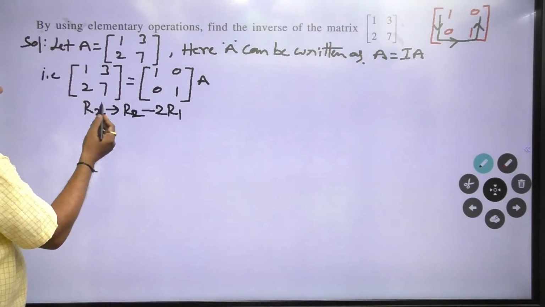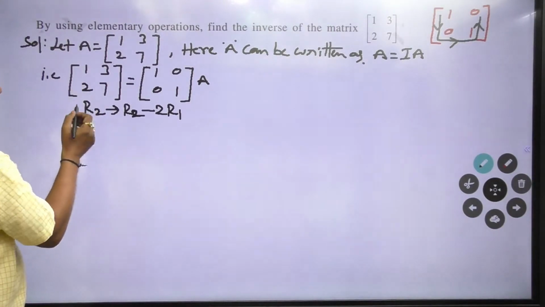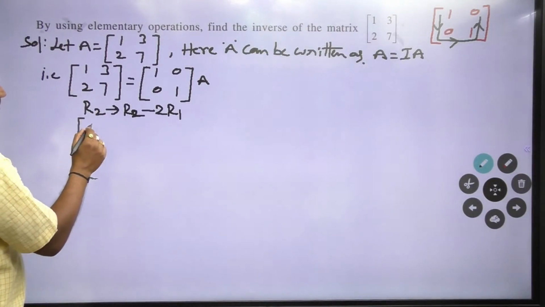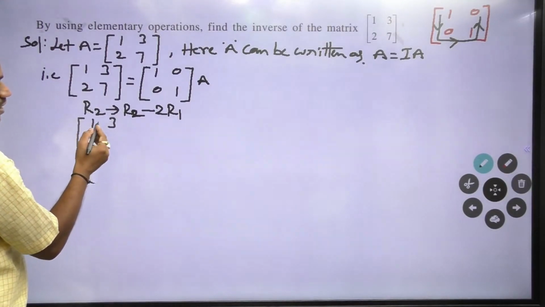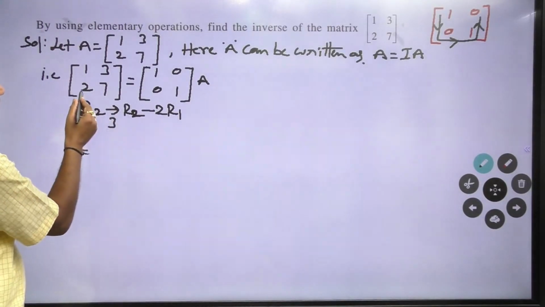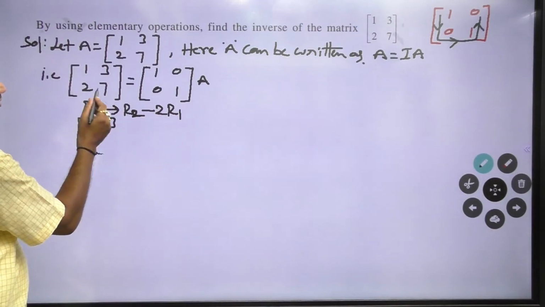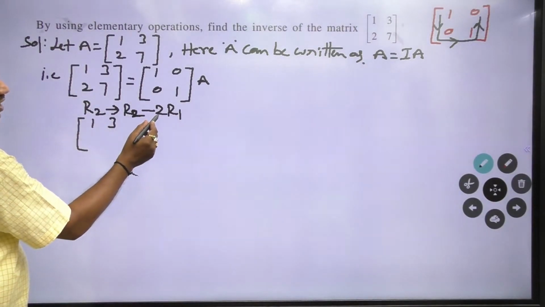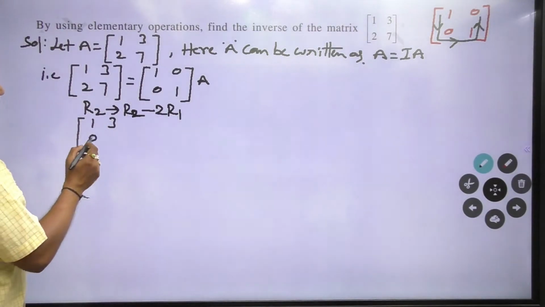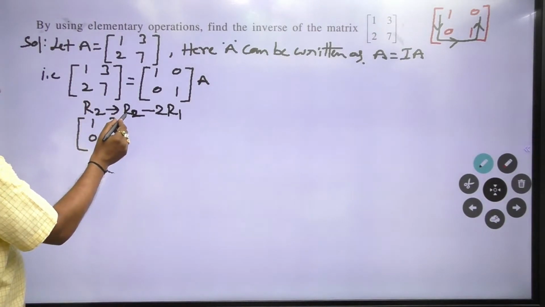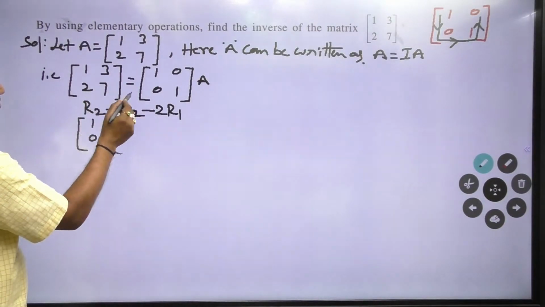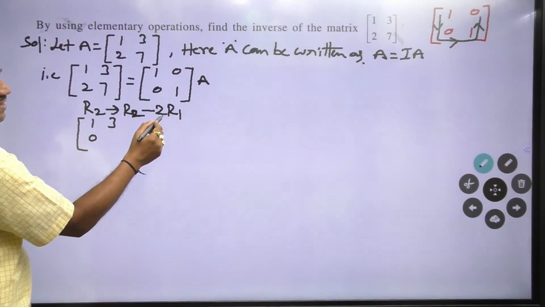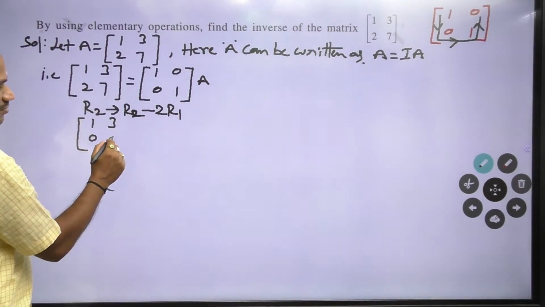Next R2 changes, R1 has no change, so that is 1 3. R2 changing: R2 minus 2 R1. R2 element is 2, minus 2 into R1 element 1, so 2 minus 2 is 0. Next R2 element is 7, minus 2 into R1 element 3, 2 into 3 is 6, 7 minus 6 is 1.